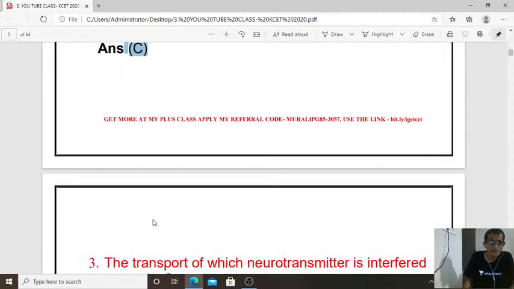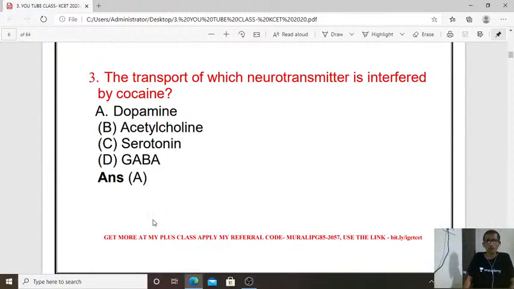Next, third question. The transport of which neurotransmitter is interfered with by cocaine? Cocaine is a drug, isn't it? Administration of cocaine is going to have an effect on the transport of a neurotransmitter. That is dopamine. This chemical is secreted or produced, and it is important for neural signal transfer, isn't it? The transport of dopamine is interfered with. So the answer is A for the third question.